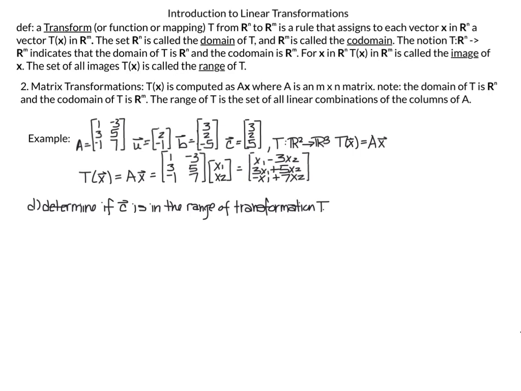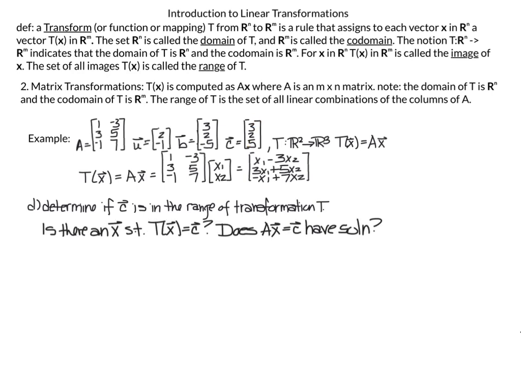The last question: determine if the vector c, which is given over here, (3, 2, 5), is in the range of the transformation T. In other words, is there some x that will get mapped to c? And I wrote that here: is there a vector x such that T of x is equal to c? That would put c in the range, which is the same as asking the question, does Ax equals c have a solution?